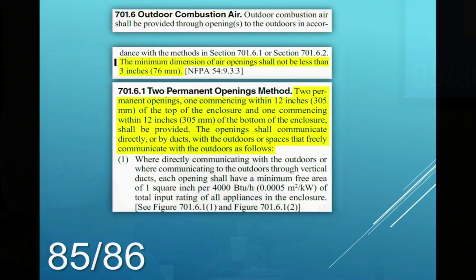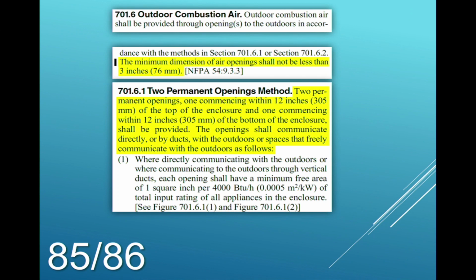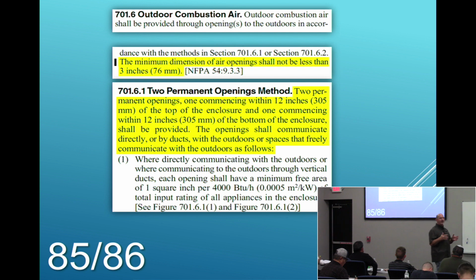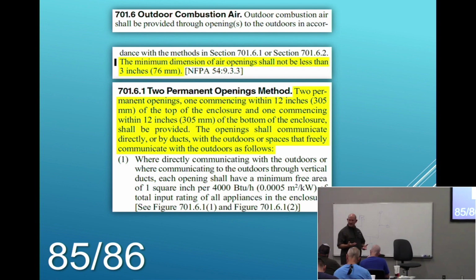Down below that, 701.6.1, 2 permanent opening methods. 2 permanent openings, 1 commencing within 12 inches of the top, 1 commencing within 12 inches of the bottom of the enclosure shall be provided. Let me ask you again. Did you already know that? And the answer is no. We didn't know that about an outdoor opening till just now. Let me change the question and ask it a different way. Is that the same rule as an indoor opening? Yes. But we didn't know that until now about an outdoor opening.